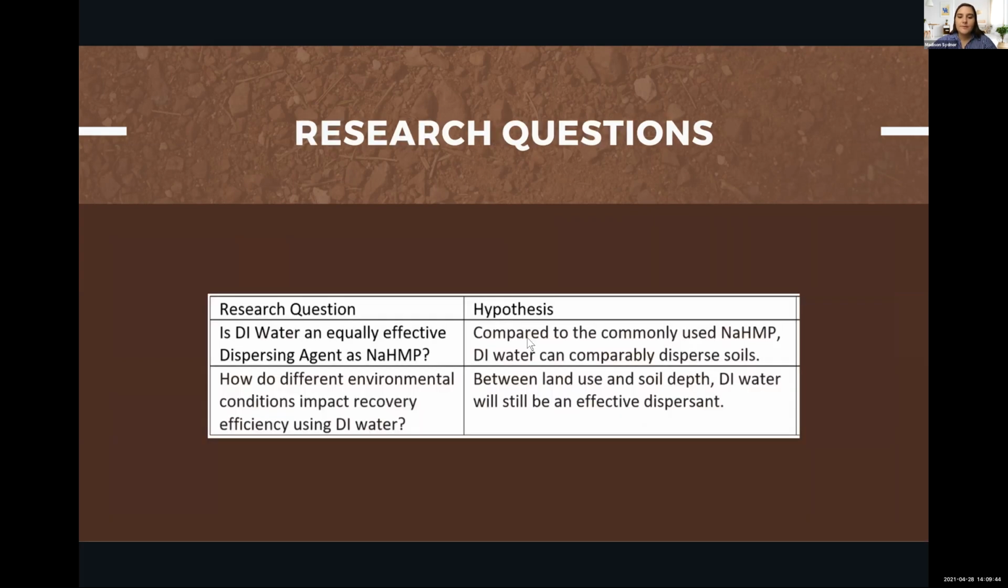So this leads us to our research questions, which ask, one, can DI water, distilled water, be used for separation as an alternative to chemical dispersants? And specifically, we looked at sodium hexametaphosphate, which is a very commonly used chemical dispersant. And second, is DI water effective for dispersing soils across differing environmental conditions? And specifically, we looked at differing land uses and soil depths.